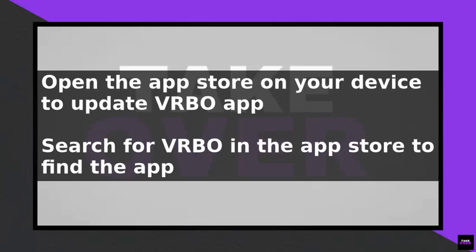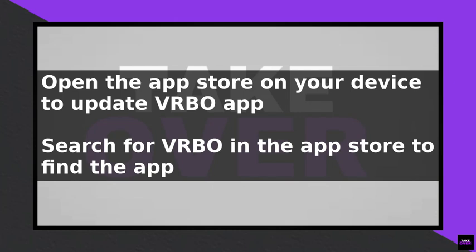To update the Vrbo app, start by opening the App Store on your device, either the Apple App Store for iOS devices or the Google Play Store for Android devices. Once the App Store is open, tap on the search bar at the top of the screen and type in Vrbo to find the app.